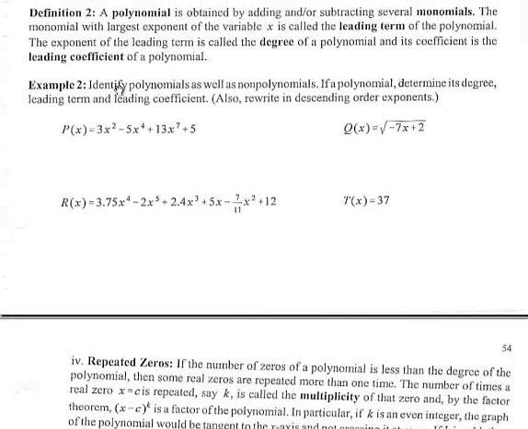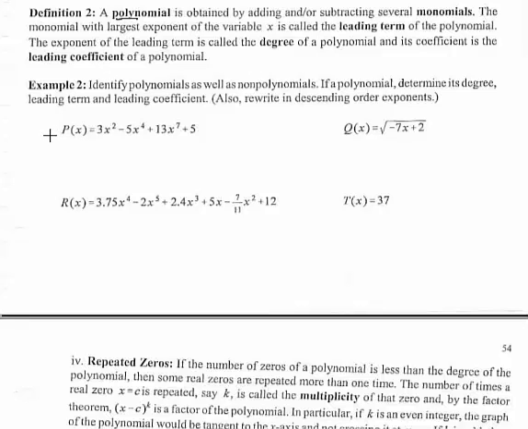Definition 2, we can create a polynomial, which means that it has multiple terms. The prefix poly just means that we have multiple monomials or single term polynomials through addition and subtraction. The term with the largest exponent is our leading term, and then the exponent of that particular term is what we call the degree of the entire polynomial, and then its coefficient is the leading coefficient.